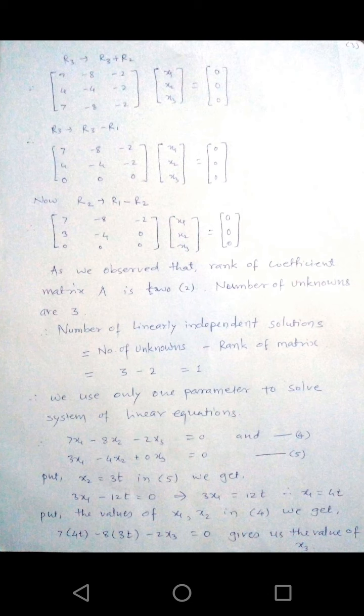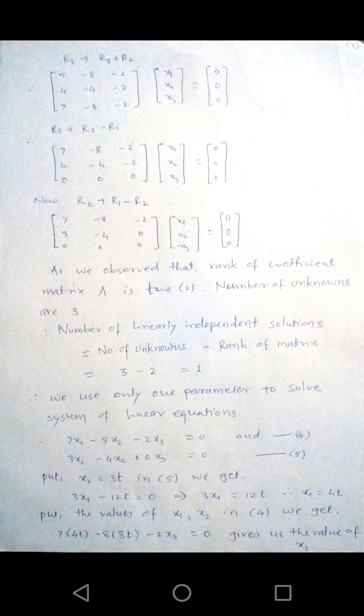Okay, so let me change R3 as R3 minus R1. Therefore R3 becomes 0 and the rest of the two rows R1 and R2 remain as they are. Okay, now R2 is changed by R1 minus R2. So 7 minus 8 minus 2, R2 is changed by R1 minus R2. That means 7 minus 4 is 3, minus 8 minus minus 4 is minus 4, minus 2 minus minus 2 is 0. R3 is already 0.